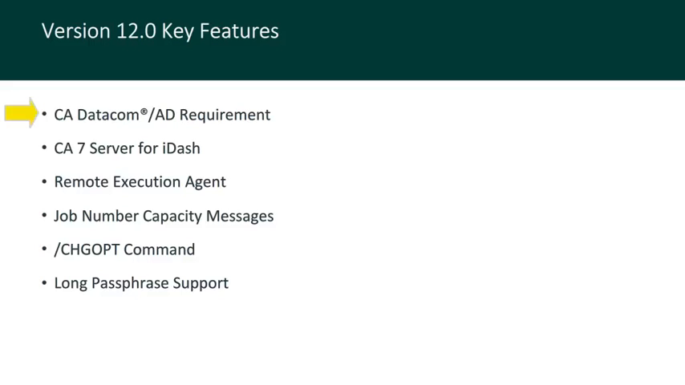The features are: CA Datacom AD requirement provides a relational database for version 12. CA 7 server for CA Workload Automation iXp enhances CA Workload Automation iXp communication. Remote execution agent provides support for this new agent type. Job number capacity messages alerts you of potential job number shortages. /ChangeOPT command lets you change some initialization file options without a restart. And long passphrase support supports passwords longer than 8 characters. As we review each feature, I'll share where you can learn more in the product documentation.